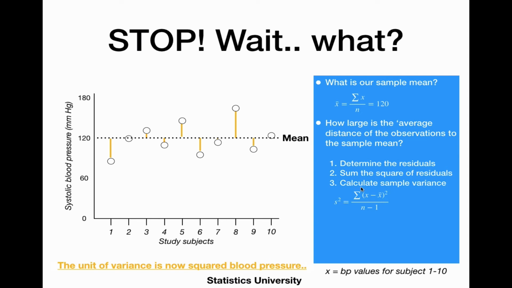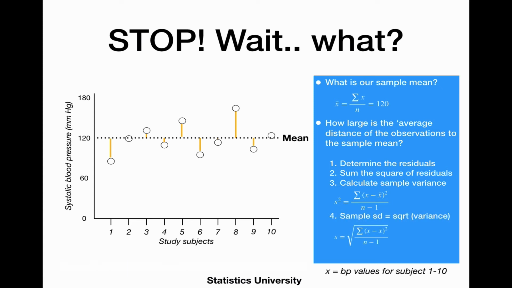And now we can easily calculate the sample variance because we have the sum of the square residuals and we divide it by n minus 1. And what that says is a little complicated because we now have a measure that is the distance between the observations and the sample mean, but it's measured in squared millimeters of Hg. So if we want to know the sample standard deviation, our last step is to take the square root of that variance, and then we'll have our standard deviation.